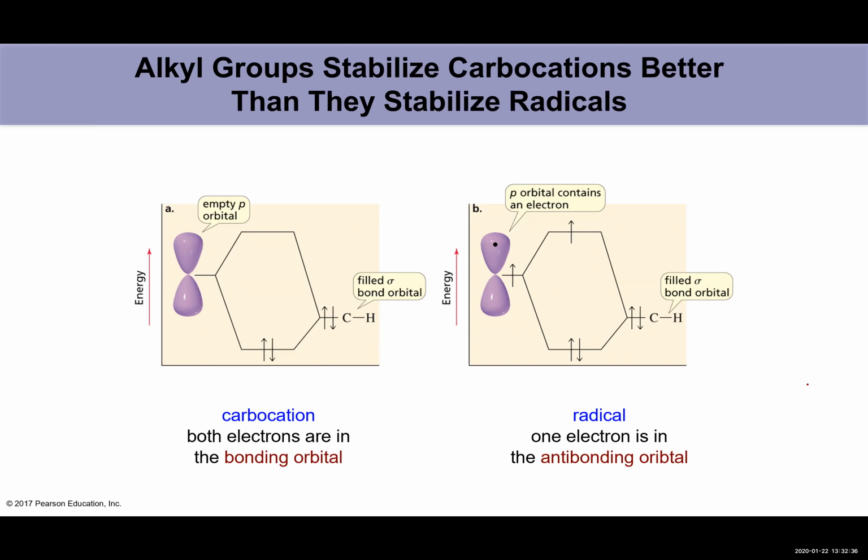This is what I was kind of talking about earlier. In a carbocation, you have an empty p orbital and it gets a lot of stability by electron donation, but in a radical you have a singly occupied orbital, and it doesn't get as much stability from electron donation. You get an electron in an antibonding orbital.